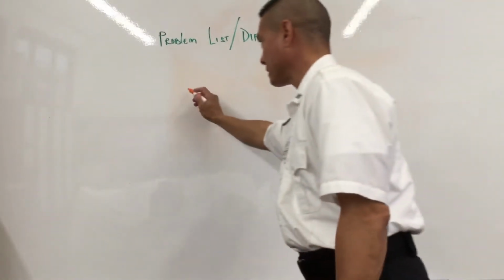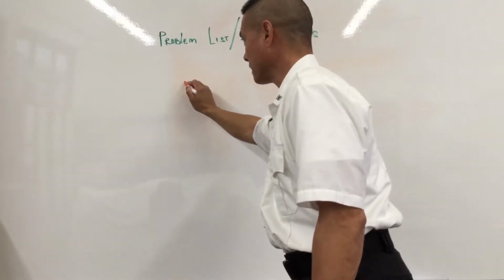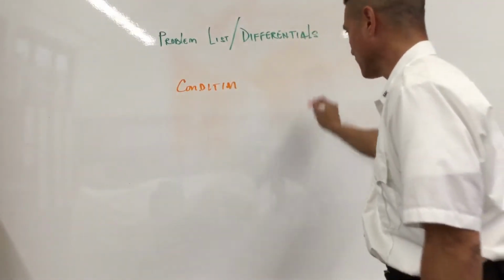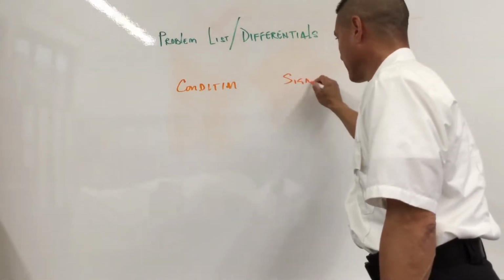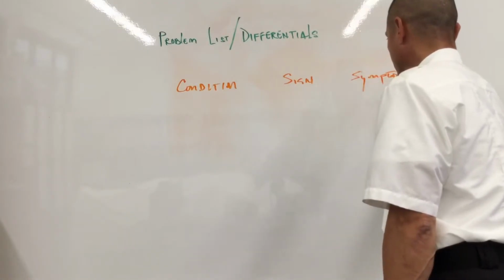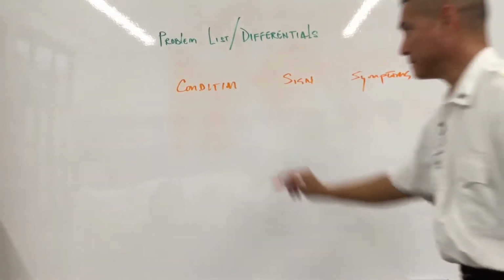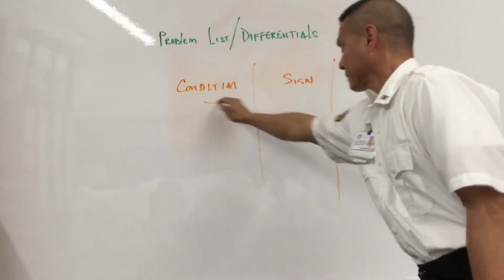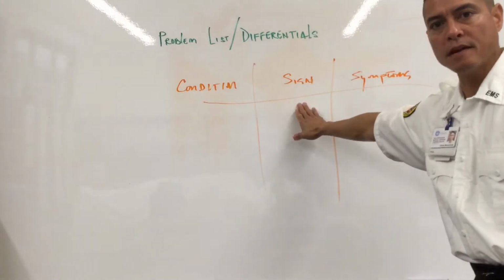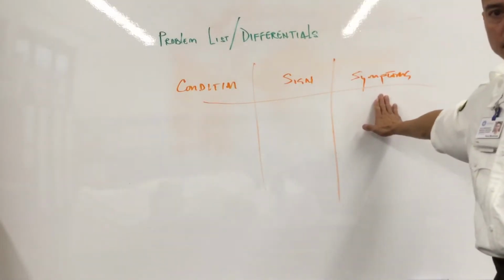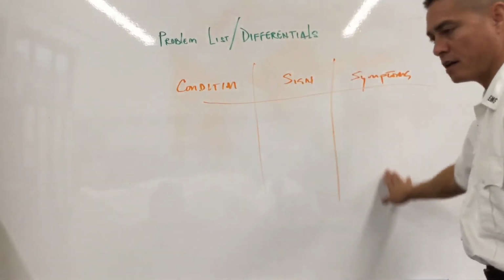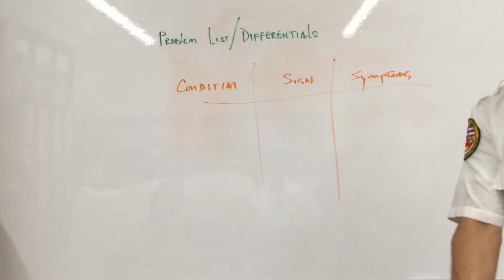So again, we would create our possible condition that we're learning about, and then, based on the signs, these are the things that we see, and the symptoms, the things that our patients are going to say. So we would list the condition. What do we find on our patient? What does our patient tell us? And based on the symptoms later on, as we create our problem list, we'll list all the problem symptoms.